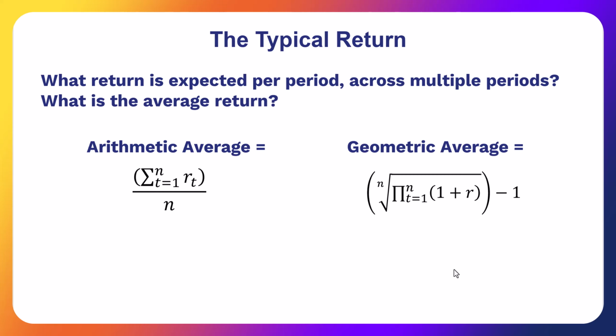The geometric average is a little bit more complicated in that we have to find the product of 1 plus the returns, and then you take that to the nth root for the number of returns that we have. So again, the arithmetic average is the simple average over multiple periods. Geometric average incorporates the compound returns.